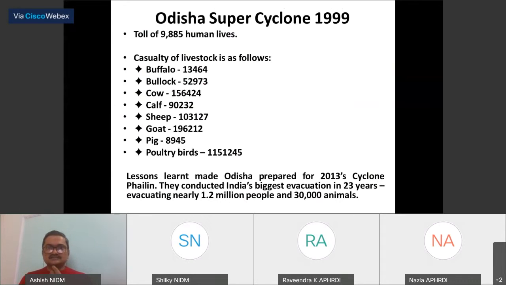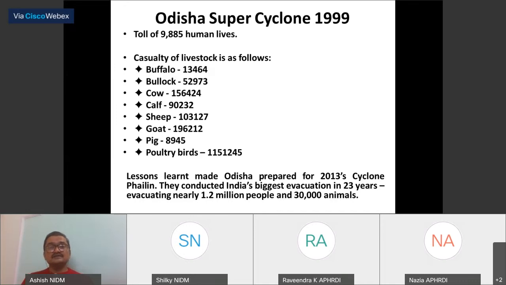Now, some of the disasters I wanted to discuss. If we talk about the Odisha super cyclone of 1999, the loss of human life was about 10,000, if that figure is true. If you compare that with the livestock population that perished during those times of disaster, there is no comparison. Cows to the tune of 1.56 lakhs, sheep more than 1 lakh, and poultry birds 11 lakhs perished during the Odisha super cyclone.